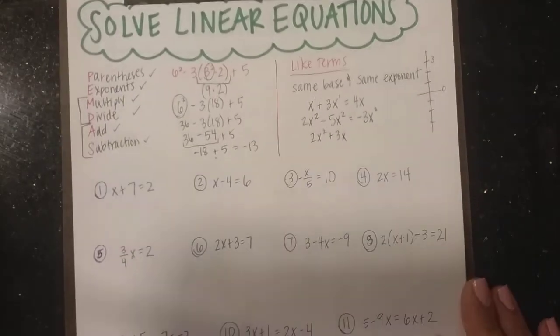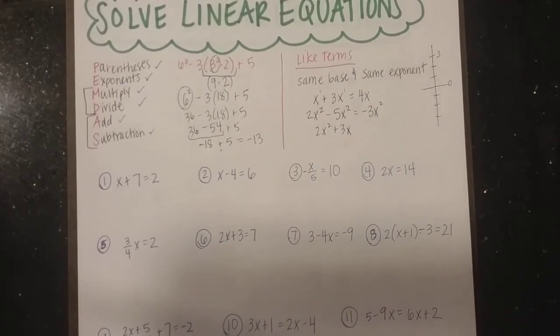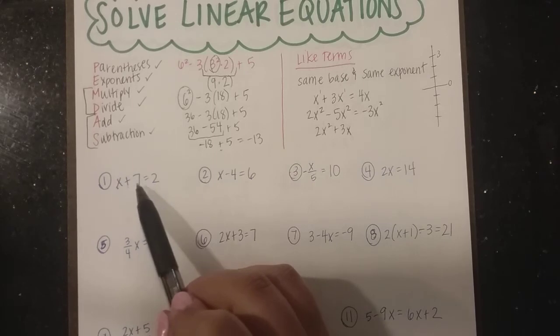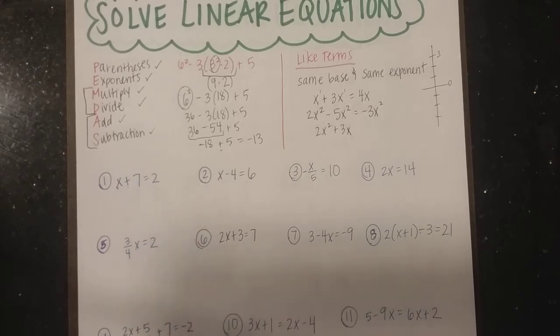Okay, so solving linear equations. We're trying to get the x by itself. I want to know what that x has to equal in order for my equation to work. So for the first one, I'm looking for what value of x I can add 7 to and equal 2. Right? So you might be able to do that in your head, but sometimes they're going to be a little bit harder.